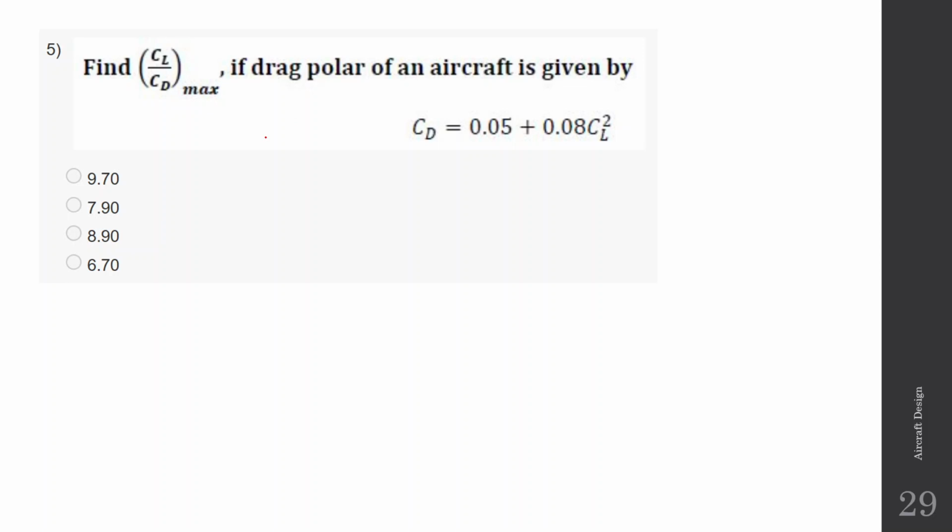Okay, you all are correct. So the answer is 7.9. We know the formula for drag polar, which is CD equal to CD naught plus K CL square. By comparing with the given drag polar equation, we can say that CD naught is equal to 0.05 and your K is equal to 0.08.